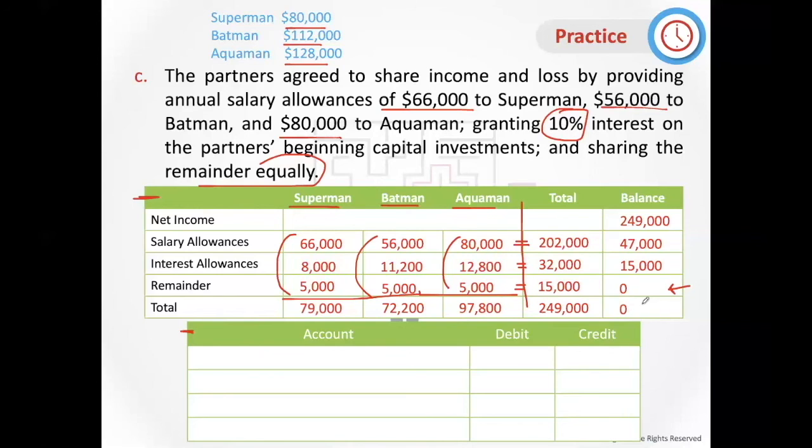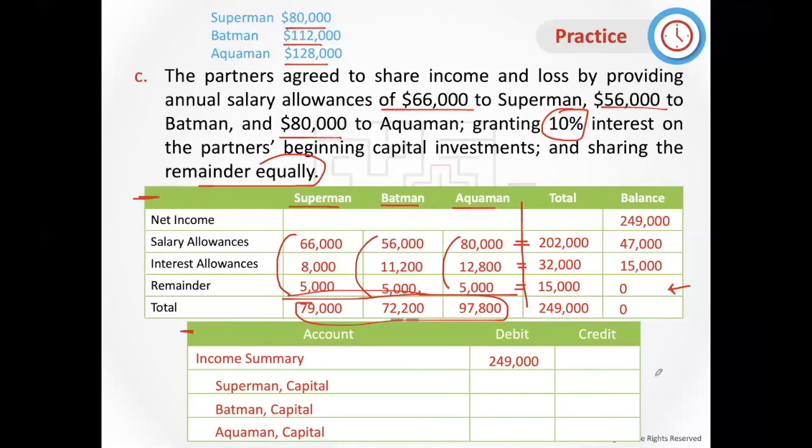The journal entry is done the same way as in part A and B. We'll first list income summary and then the three capital accounts. We'll put the full amount of income into the debit spot. And now we'll put what we just did for part C here, the totals for Superman, Batman, and Aquaman, into the credits here. Superman, Batman, and Aquaman. The journal entry was done the same way for parts A, B, and C, but how we split up the money, that's what was done a little differently.